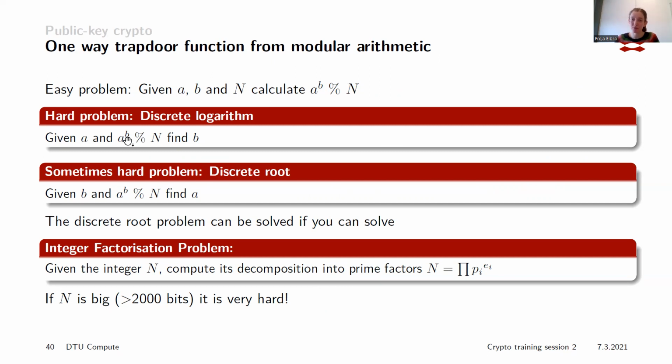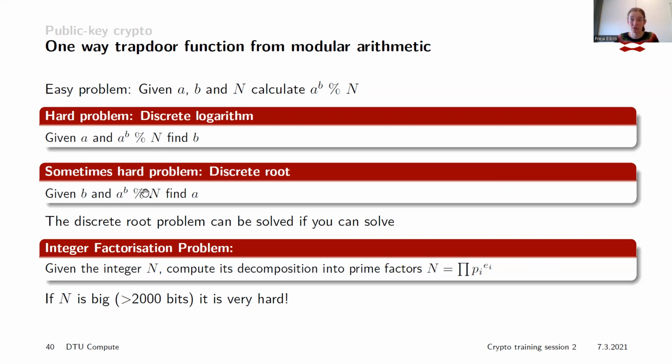And there are actually two hard problems that come from this. One is, if you're given a, and you're given a to the b mod n, can you then find b? Can you find the power that a must have been raised to in order to give a to the b mod n? That's one. This is actually a hard problem.